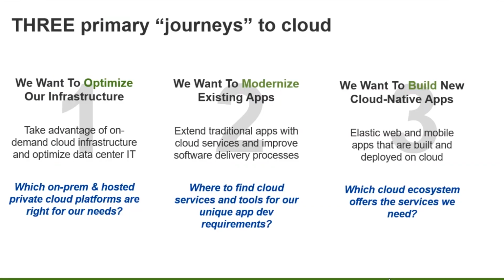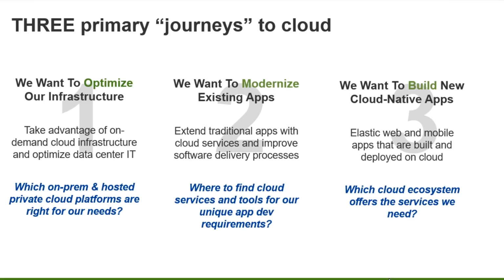There are essentially three primary journeys when it comes to applications and the cloud. Firms either look at optimizing the infrastructure, and they figure out which applications can be run on-prem, which on a hosted private cloud platform, or maybe on a public cloud platform. So that's one approach. Second, firms are looking at migrating some of the existing applications, and they're looking at where to find the cloud services and tools for the unique apps that they have. And third, firms could be looking at building new cloud native applications on the cloud.